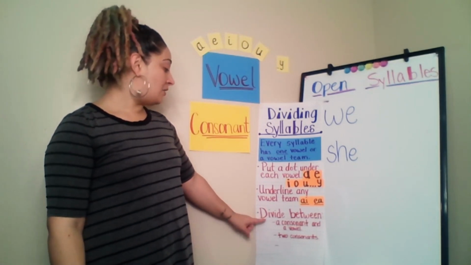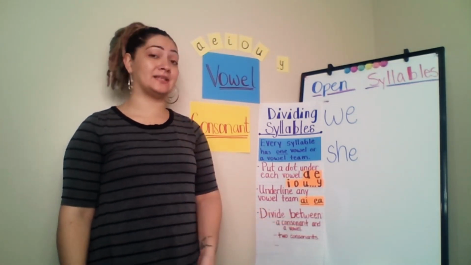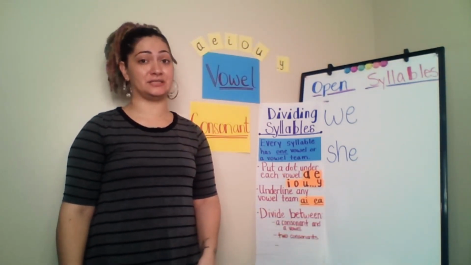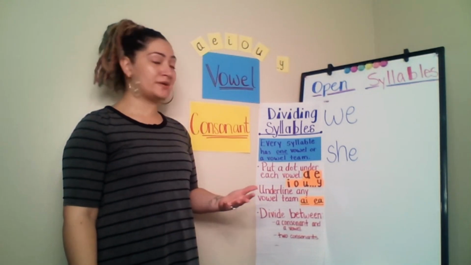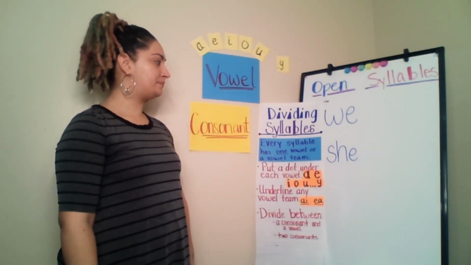One way to divide a word into syllables is to divide it between a consonant and a vowel. Another way is in between two consonants. So we're going to practice that today. I want us to look at these one-syllable words really quick.